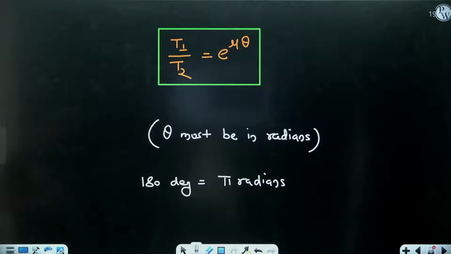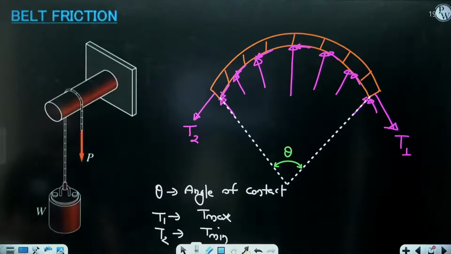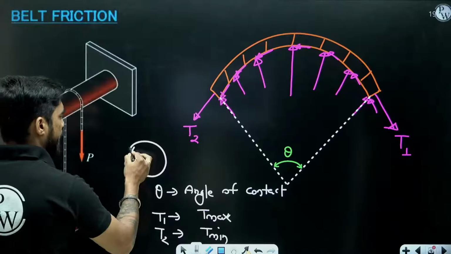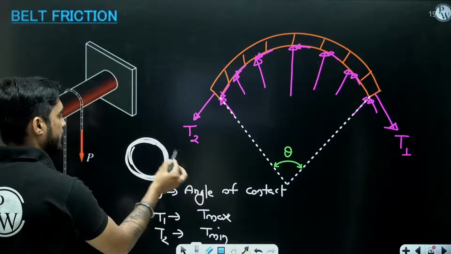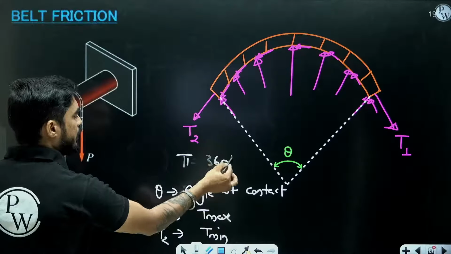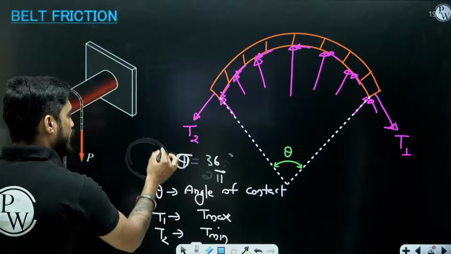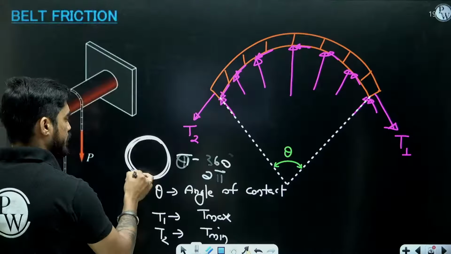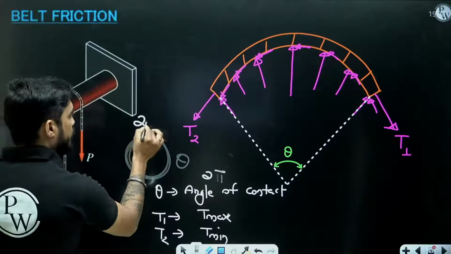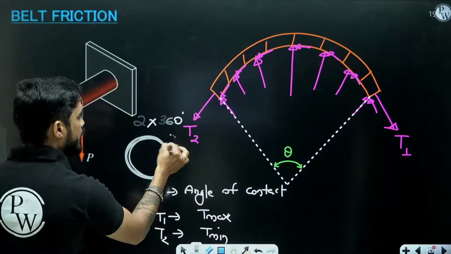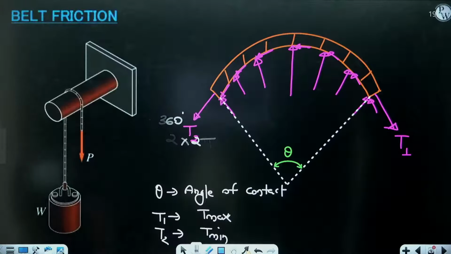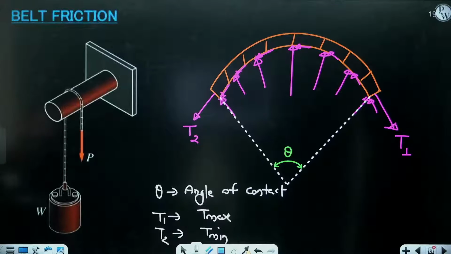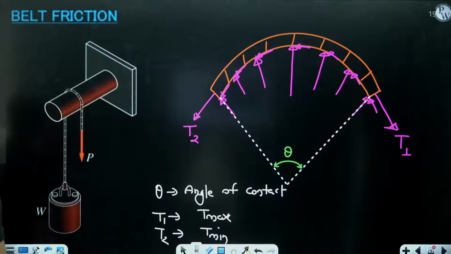Theta value can be more than 180. Yes, it can be more than 180 degree. For example, let's say you have completely wound this rope one time. Then theta will become 360 degree, which means 2 pi radians. If it is wound 2 times, then it will become 2 into 360 degree or 2 into 2 pi radians. So it can be more than even 2 pi radians also. It can be any value. Okay. So let's solve a few problems based on belt friction.